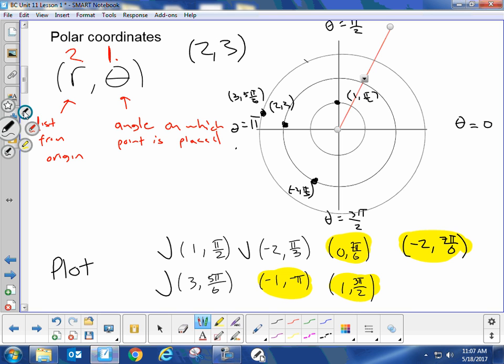All right, -1, -pi. Mr. Johnson, where is it? To the right. To the right of the center. Okay, good. So here's -pi, right? We go this way, and then how many units are we going? 1 to the right. So right there is -1, -pi.